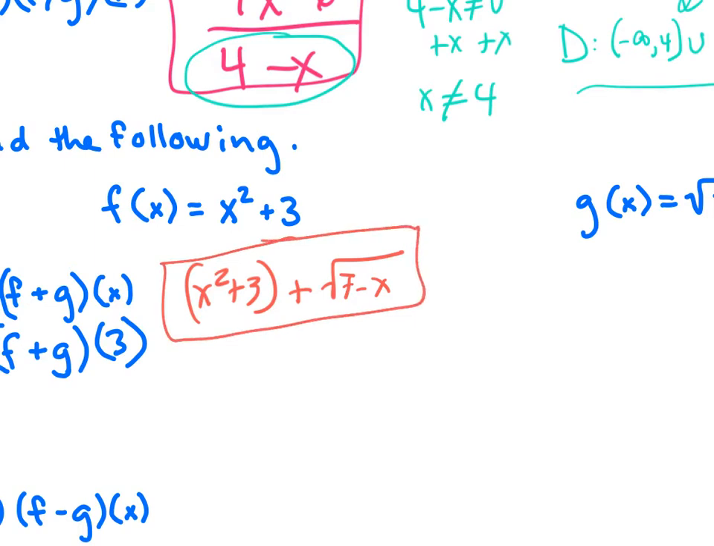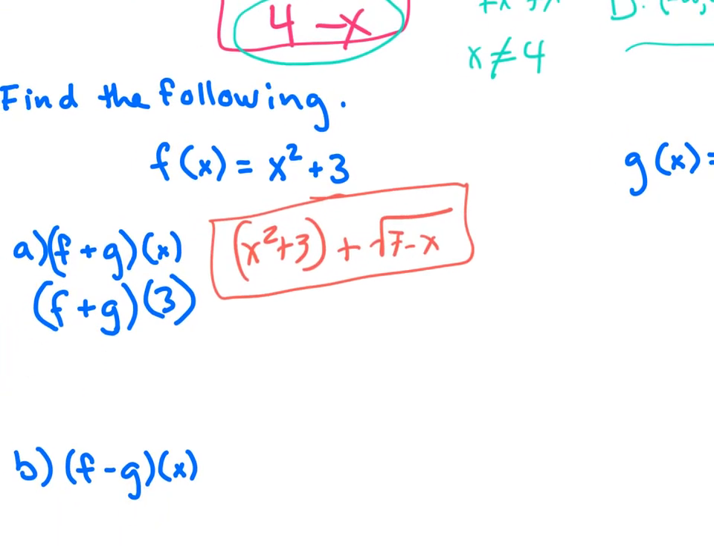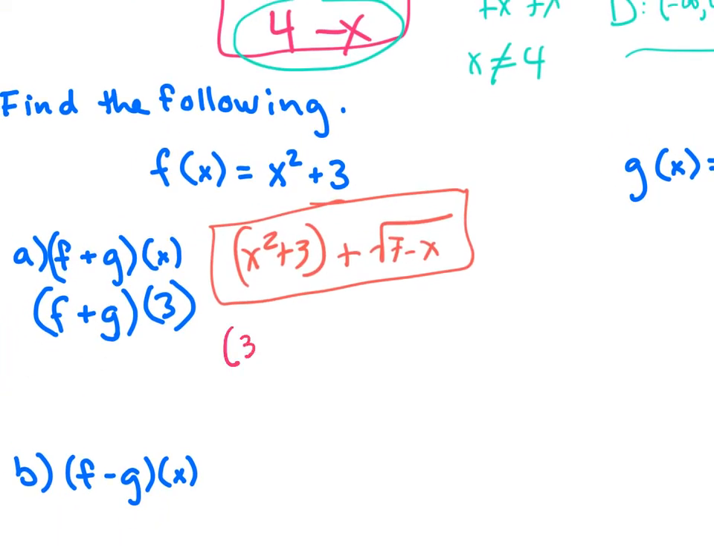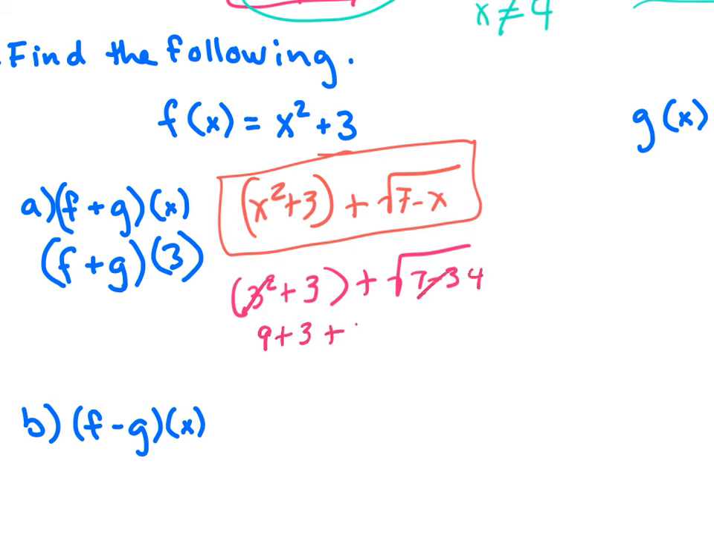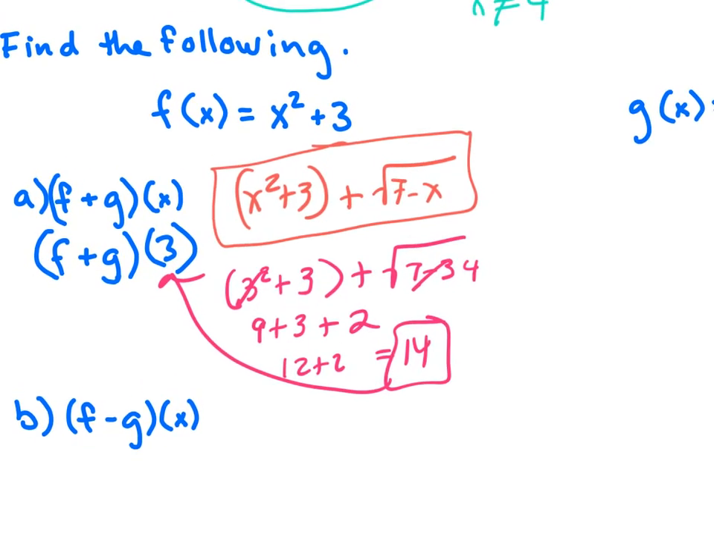In order to evaluate where x is 3, I take my 3 and I plug it into x. So I have 3 squared plus 3 plus the square root of 7 minus 3. 3 squared is 9, so 9 plus 3 plus the square root of 7 minus 3, which is 4. Square root of 4 is 2. 9 plus 3 is 12 plus 2, and I get 14. So f plus g of 3 is 14.